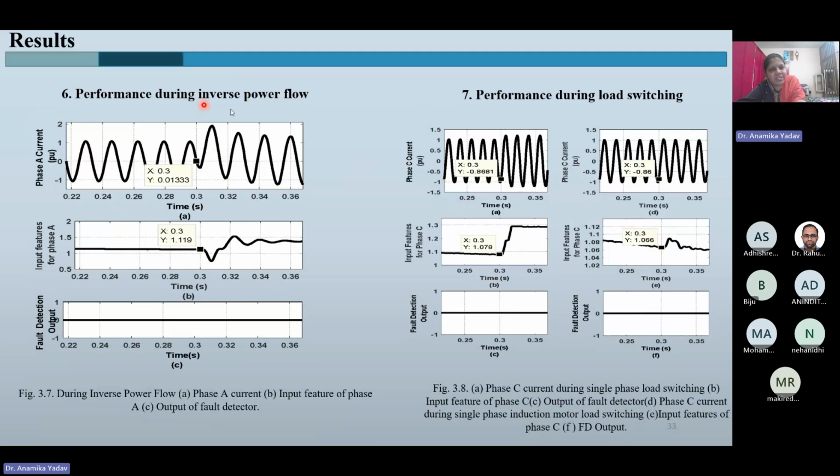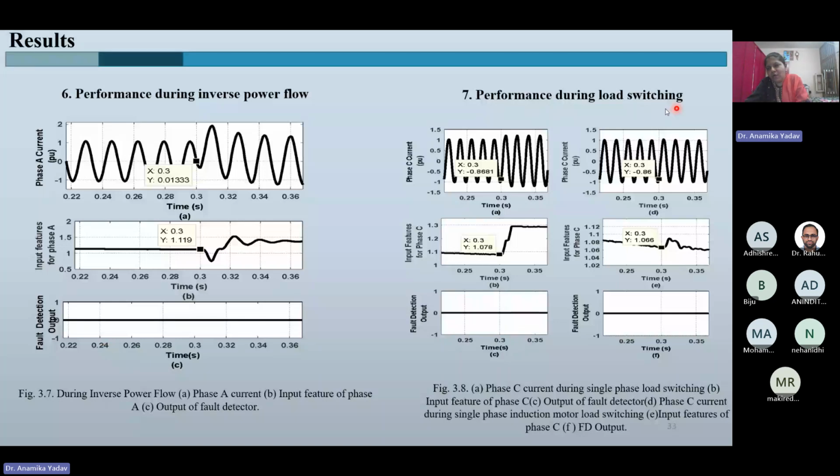Now, in case of inverse power flow, the power flow current reverses suddenly. That happens particularly when the current normally flows in one direction, and in case of fault the current reverses. For example, if the grid is disconnected and power is flowing through DGs in the other direction, that should not be considered as a faulty one. So the fault detection output is not high in this case.